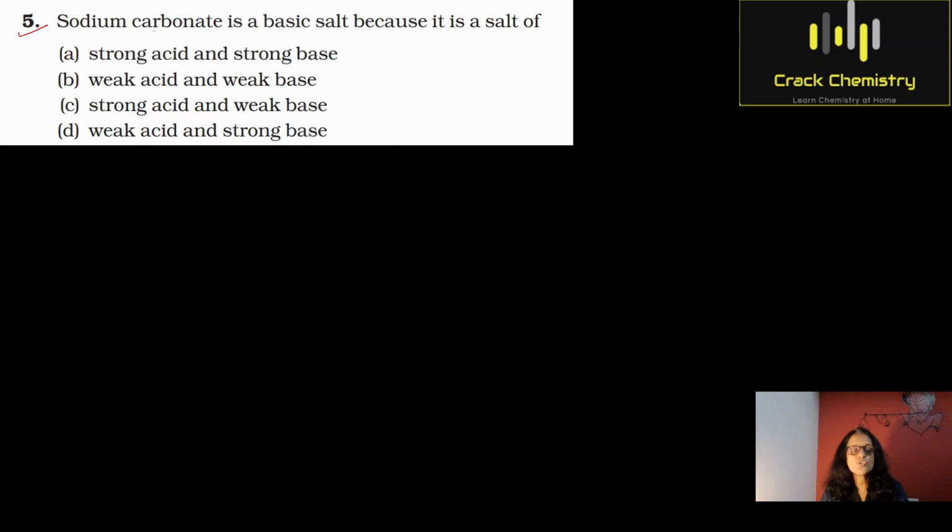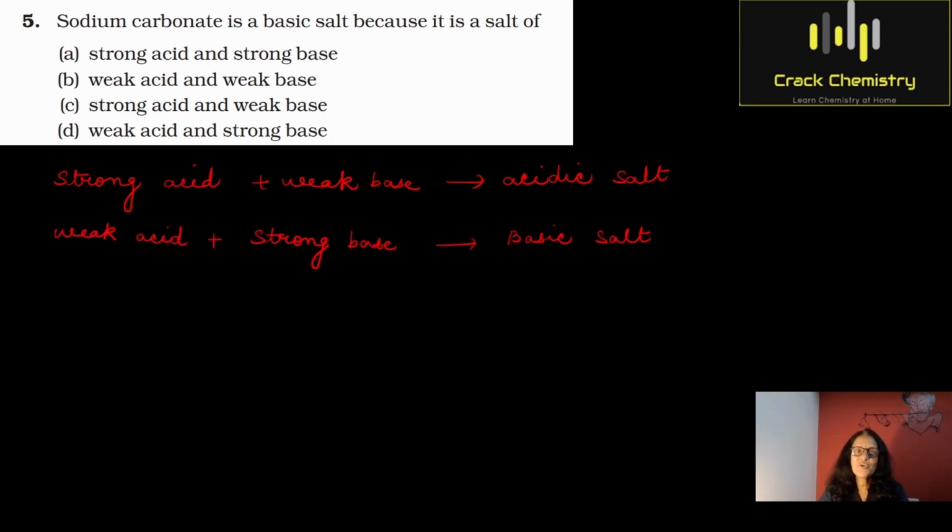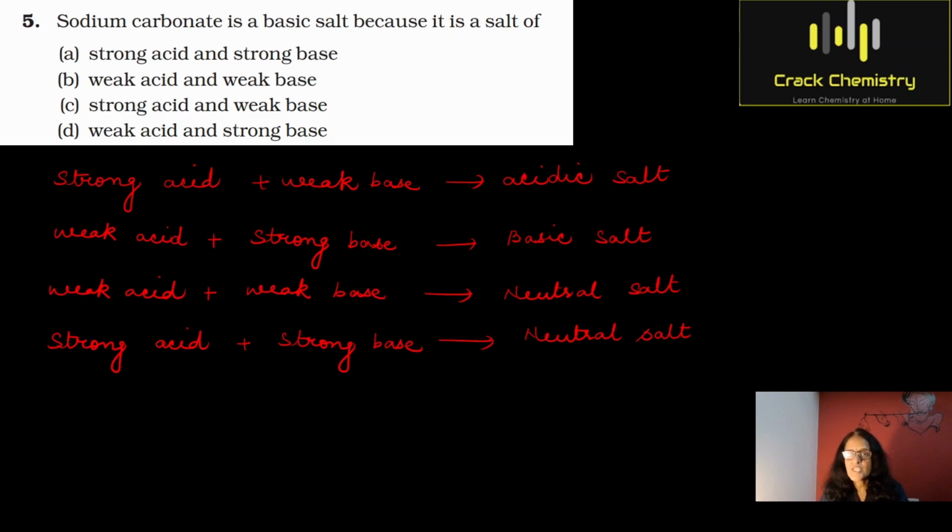Here they have given: sodium carbonate is a basic salt because it is a salt of. Students, you know that salts are formed by the reaction between an acid and a base. The salt formed by the reaction between a strong acid and a weak base will be an acidic salt. And the salt formed between a weak acid and a strong base will be a basic salt. The salt formed between a weak acid and a weak base will be a neutral salt. And the salt formed between a strong acid and a strong base will also be a neutral salt. Now we will see the nature of the given salt, which is sodium carbonate.